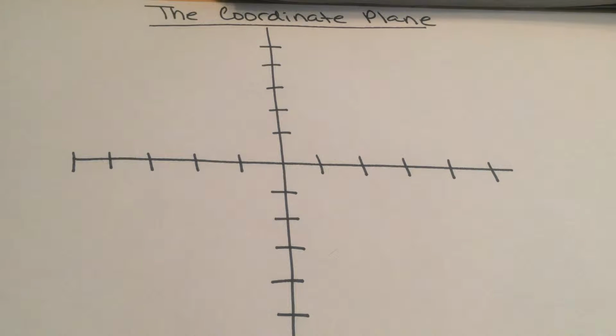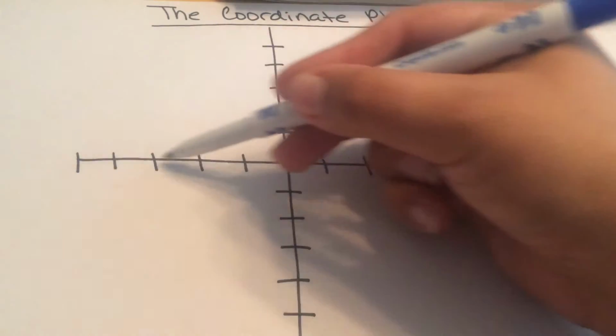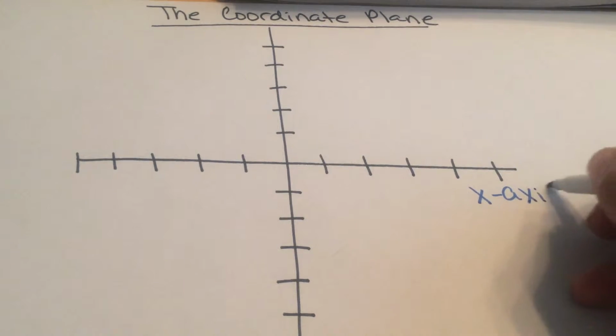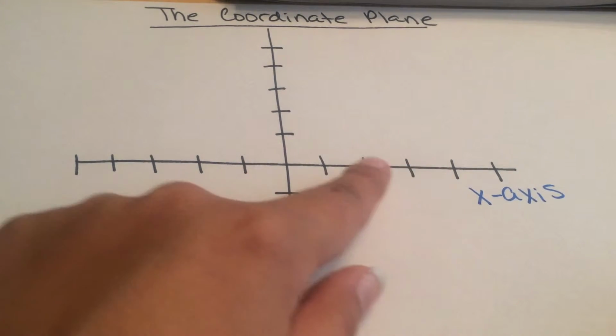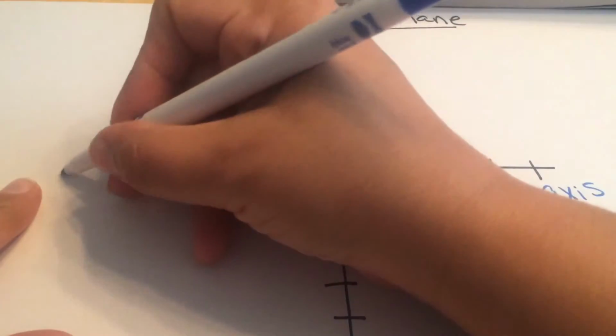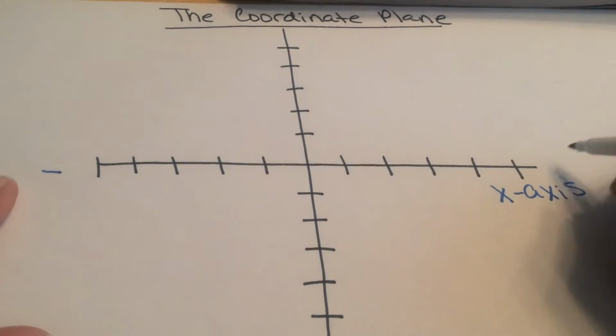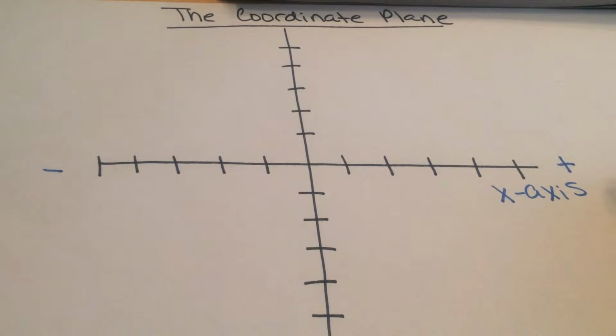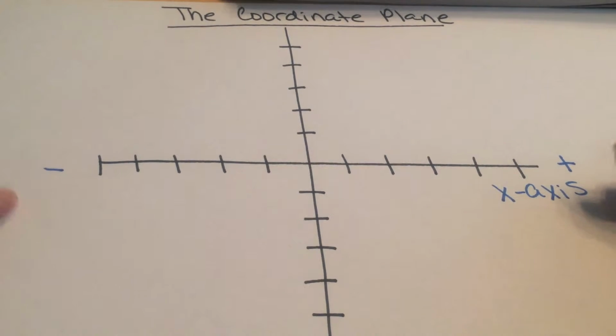So the first thing we want to do when we look at our coordinate plane is note that it's made up of two lines. The first one is this horizontal line. This is called our x-axis. And what it does is it's a number line that has all of our negative numbers on the left side and our positive numbers on the right side. So it gives a direction from left to right.